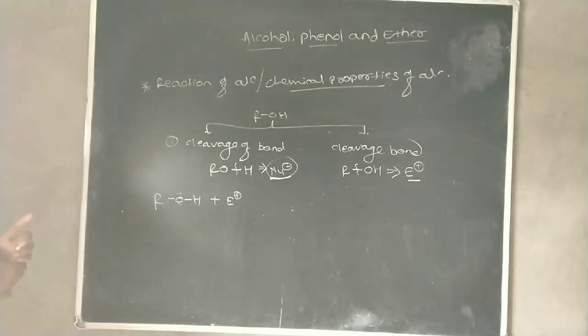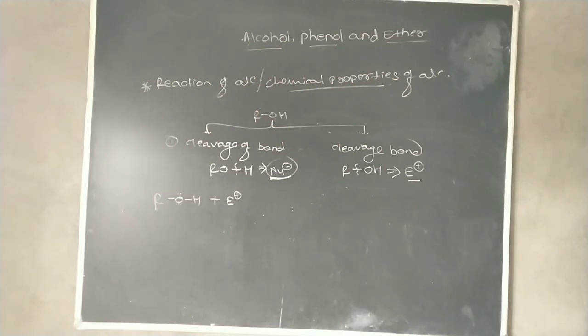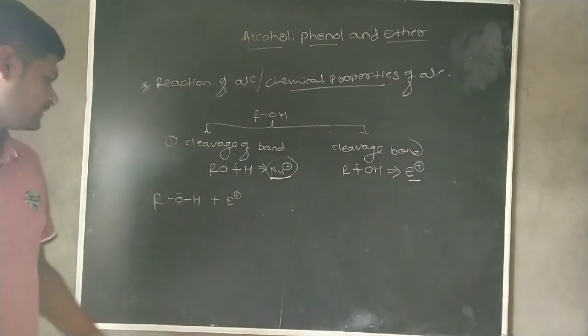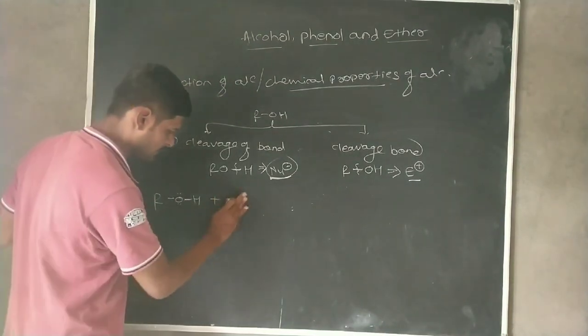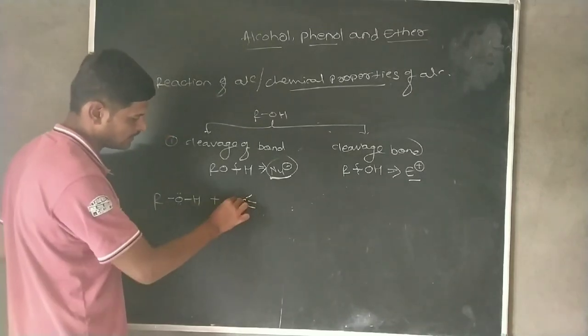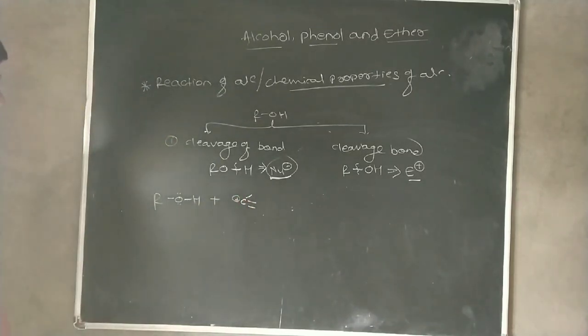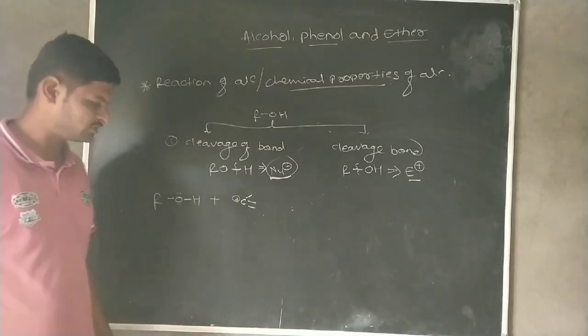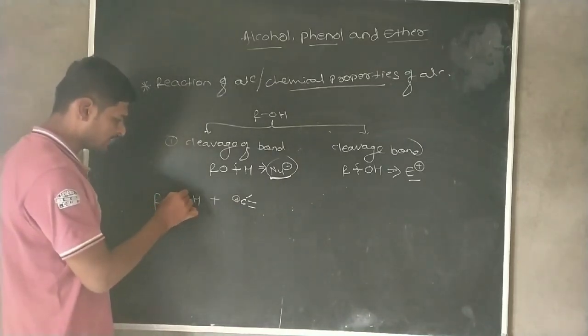In this case, alcohol acts as an electron deficient species. But this is a nucleophile. In this electrophile, we consider any carbocation. There is a carbon, and there are alkyl groups attached here. This is a carbocation. This carbocation is an electron deficient species, and this oxygen carries a lone pair.